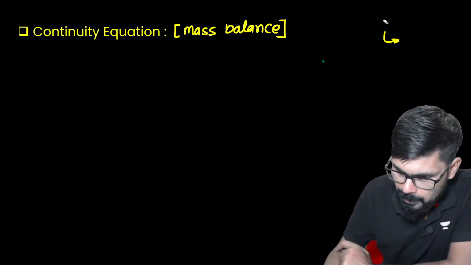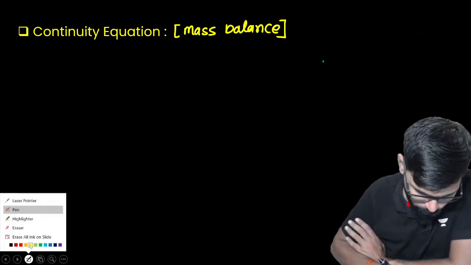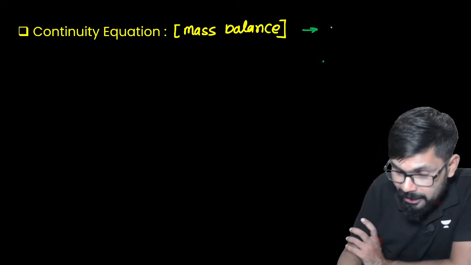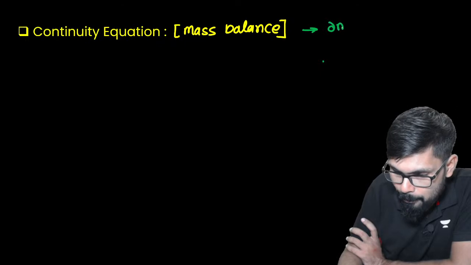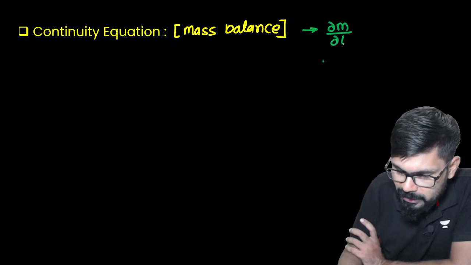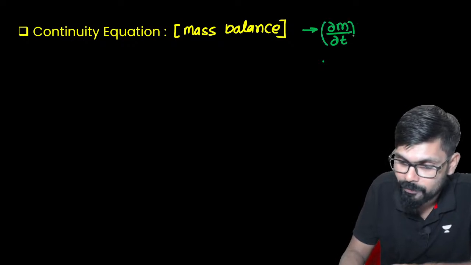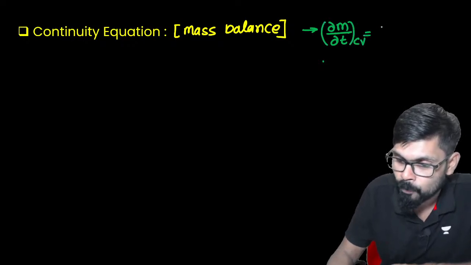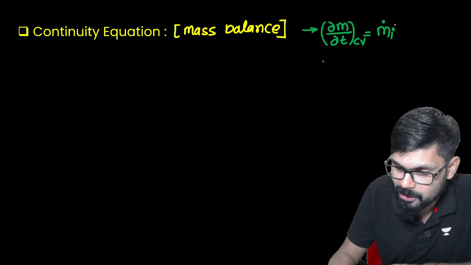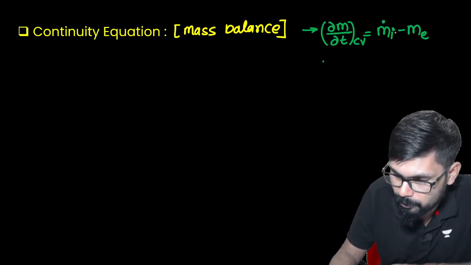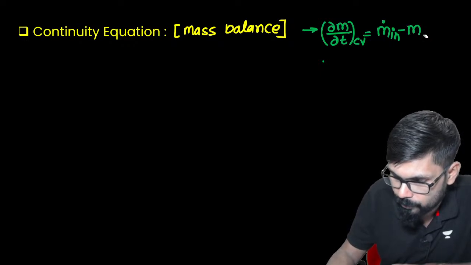So I am writing it in detail. The rate of mass means ∂m/∂t, where t is time. So the rate of mass accumulating within the control volume is equal to the rate of mass entering, m_in dot, minus the rate of mass leaving, m_out dot.